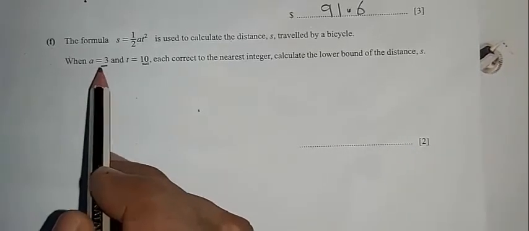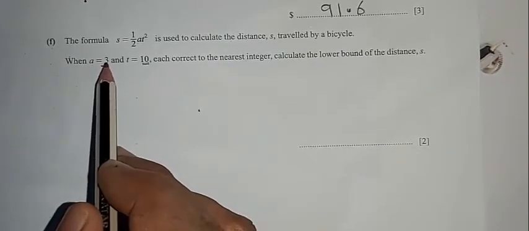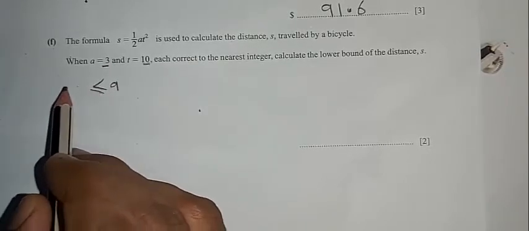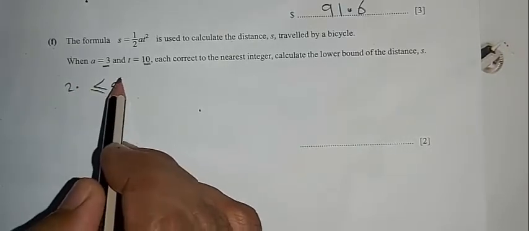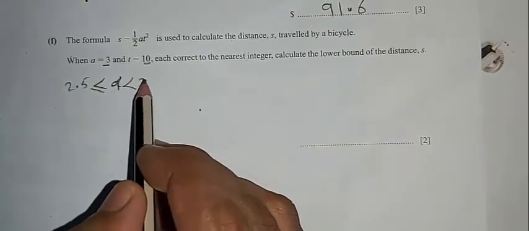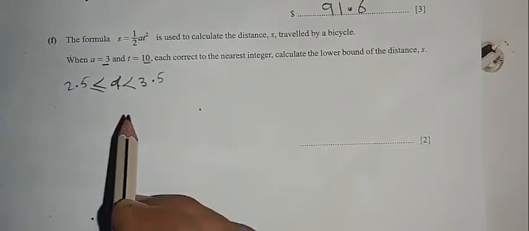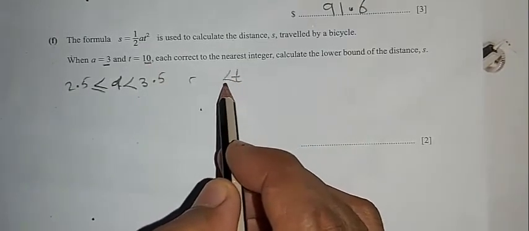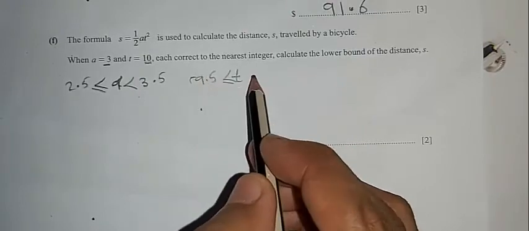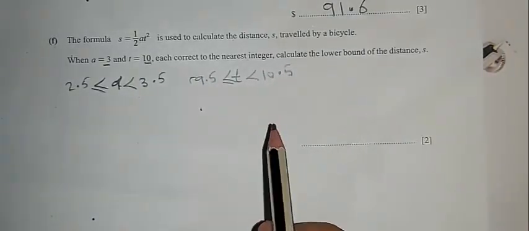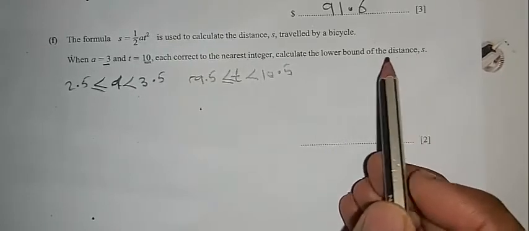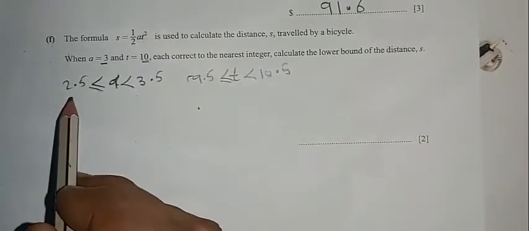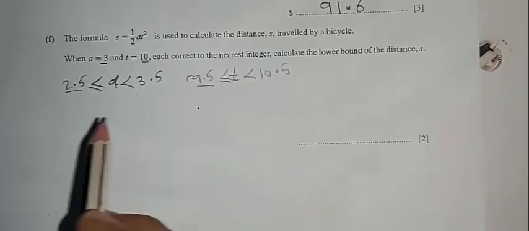Okay, this a equals 3 correct to the nearest integer means that a is greater than or equal to 2.5 and less than 3.5, and this t here, 10, means that t is greater than or equal to 9.5 and less than 10.5. Okay, so to calculate the lower bound of the distance S, we will use the lower bounds of a and t.